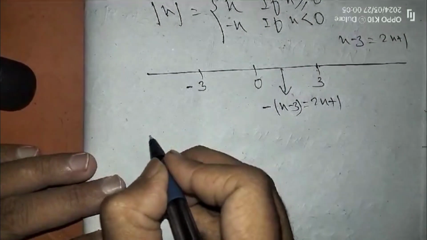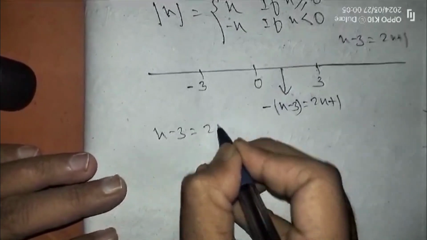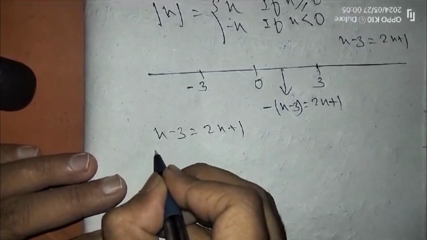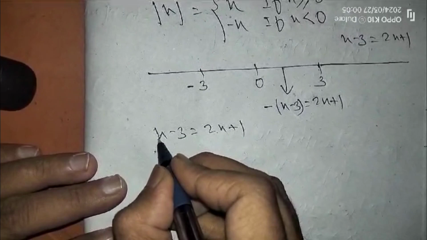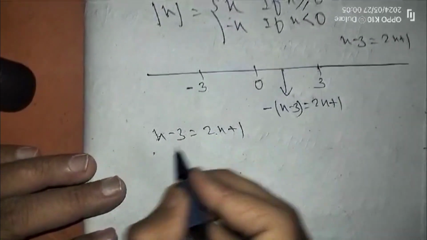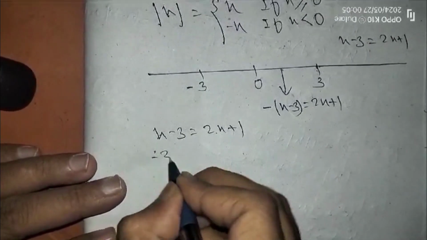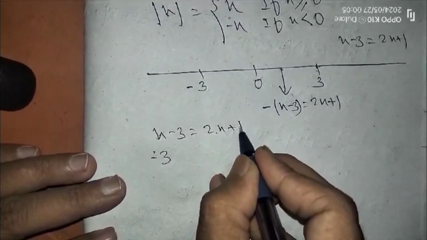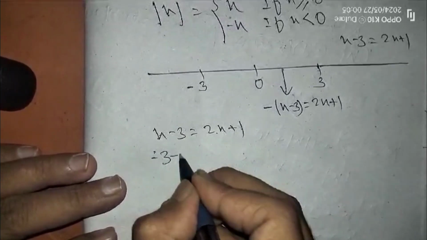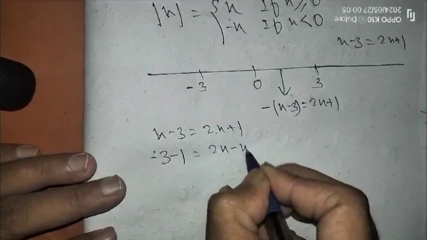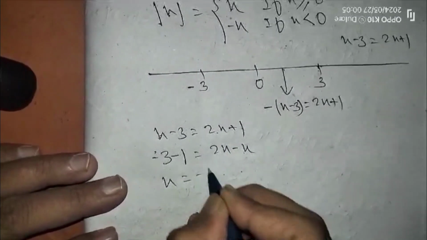First we are going to solve x minus 3 equal to 2x plus 1. I am going to send x to the other side, so minus 3, and I am going to send this 1 to this side, so it will be minus 1, and 2x minus x. It means x is equal to minus 4.